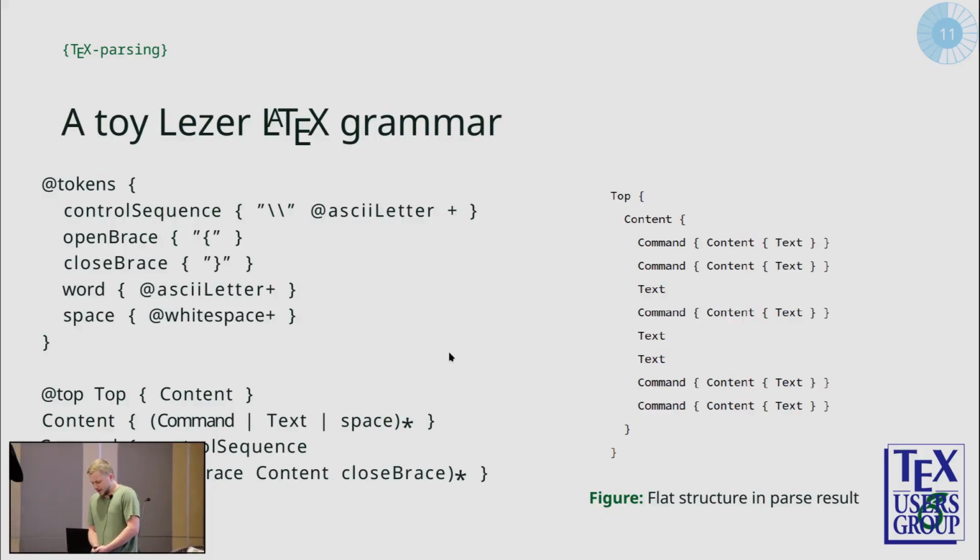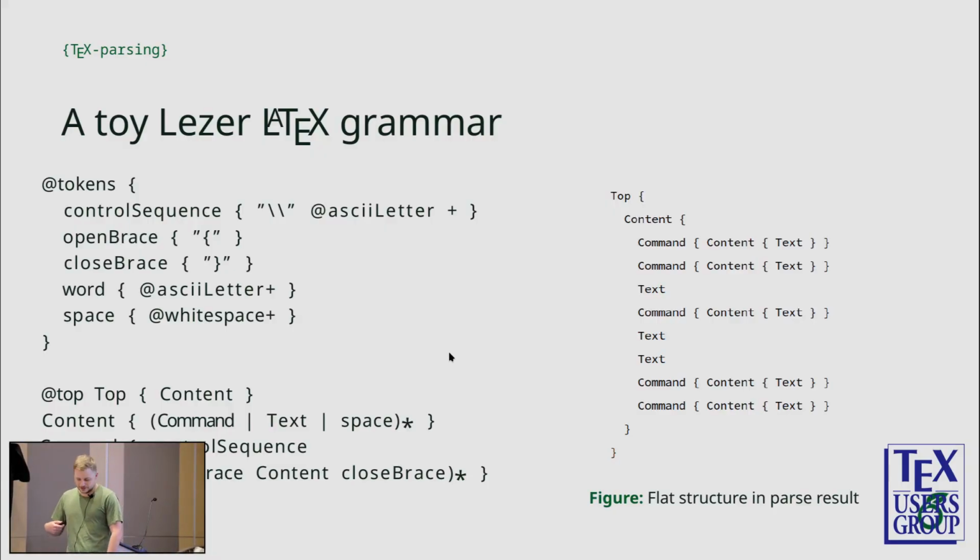To create a grammar, to create a parser for this document, we can first look at which tokens we assume would appear. In this case, control sequences, which, as I said, is now assumed to always be a backslash followed by letters. We have open and closing braces to delimit arguments. And we have a word, which is just letters and some white space as well.